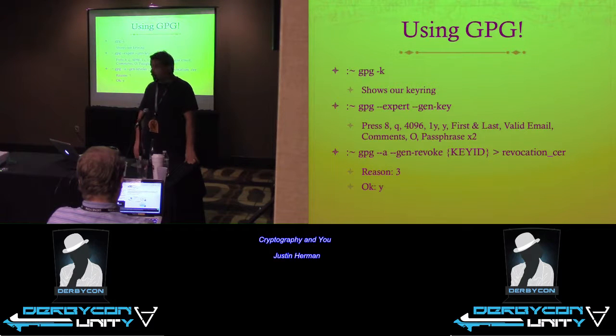So what you're going to do for that is type gpg space, sorry, this doesn't have to be dash-dash-a, it can be just dash-a. I mistyped that. Dash-dash gen-revoke, gen dash revoke, and the key ID.